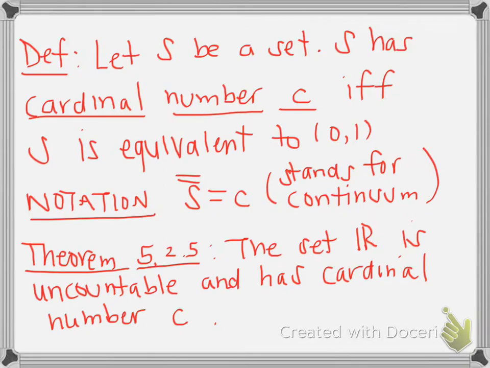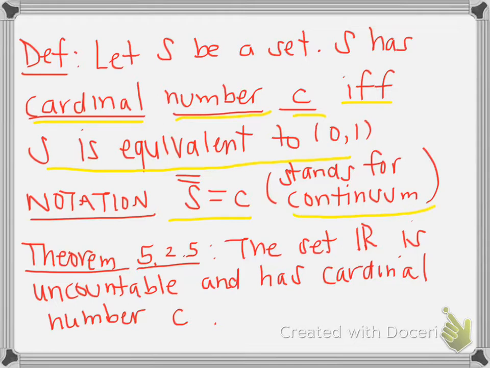All right, so here's the last definition. This is the last slide, and so we're almost done. Definition: let S be a set. S has cardinal number C. So C here is not representing a variable in the usual sense. It actually represents a number, a cardinal number. But we're talking about uncountable sets, so it's sort of different. If and only if S is equivalent to (0, 1), okay? And the notation, so the cardinality of S equals C, and C actually stands for continuum.